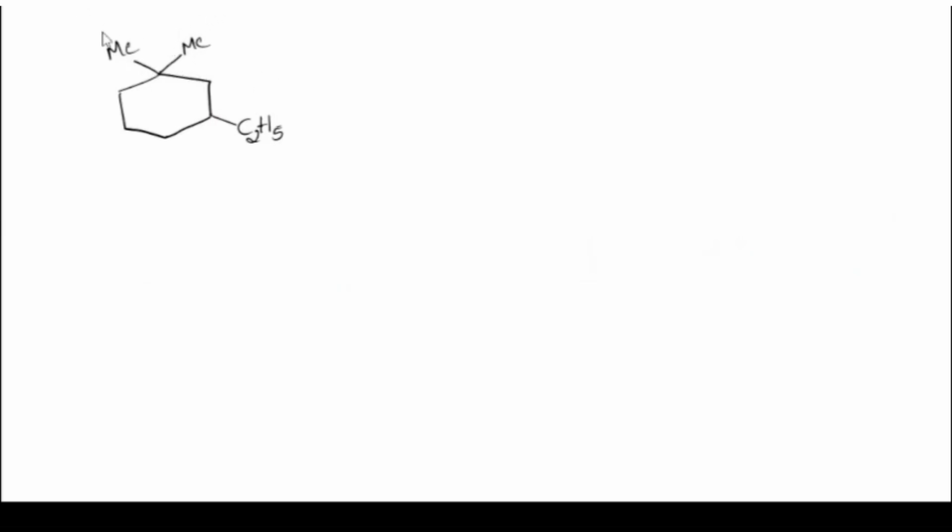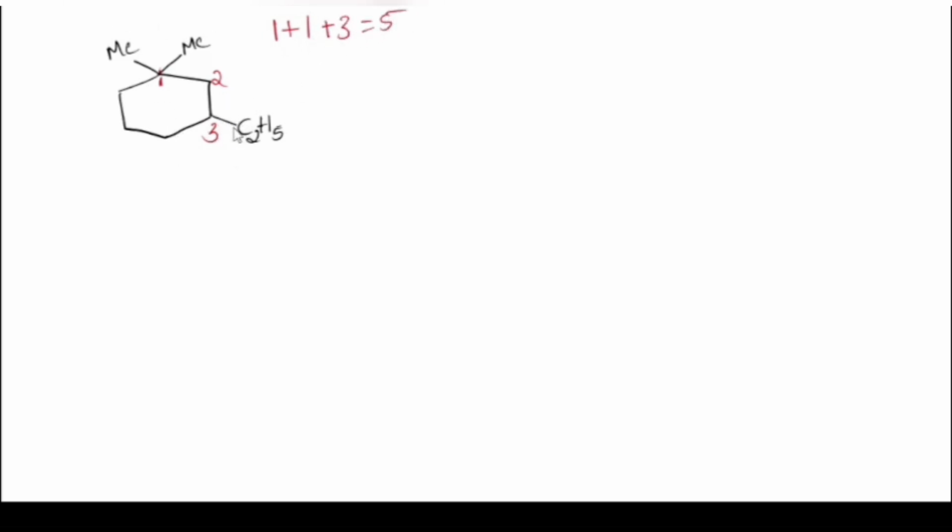Here the two methyl groups are at the same carbon atom and one ethyl group is at a different one. In this case, if only one methyl is there, we have to start numbering from this side. Here there are two methyl groups, that's why we have to start from here: 1, 2, 3. Now if we count the locants of this particular one, we will get 1 plus 1 and here 3. Total we will get 5.